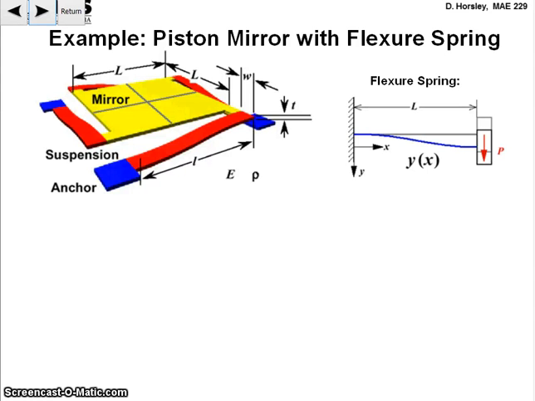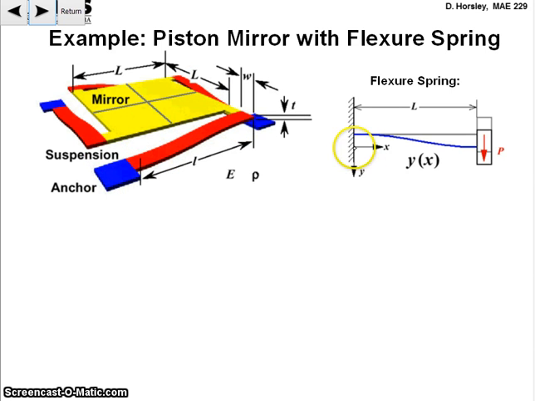Now what I'm going to do is illustrate this with a few examples. So this is an example of a piston mirror with 4 flexure springs. You can see this thing has a big plate here, and we're going to assume this plate is solid. It doesn't bend, so all the bending is in these red suspension arms, and there's 4 of them.